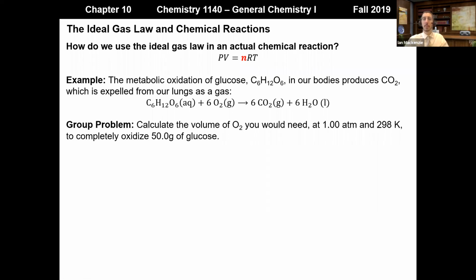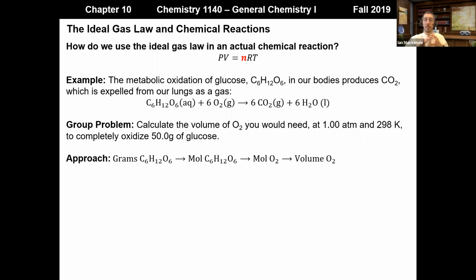Let's go through another example. Let's calculate the volume of oxygen that you would need at 1 atmosphere and 298 Kelvin to completely oxidize 50.0 grams of glucose. So our process, again, is very similar. Grams of glucose to moles of glucose. Moles of glucose to moles of O2. Moles of O2 to volume of O2.